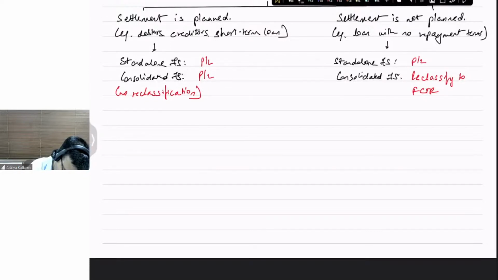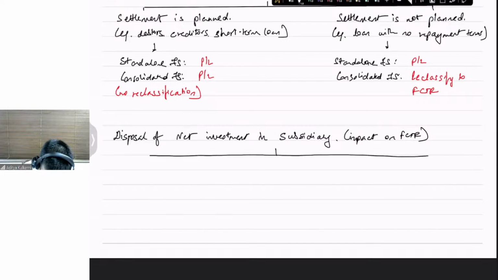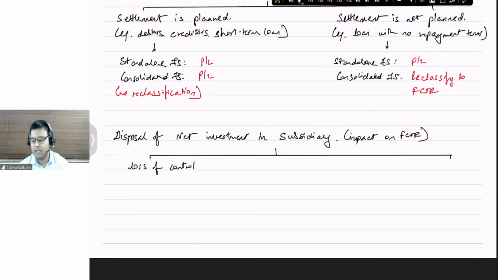Disposal of net investment in subsidiary. Basically, this is only the impact on FCTR which we are going to discuss. When the disposal leads to a loss of control, what are you going to do?